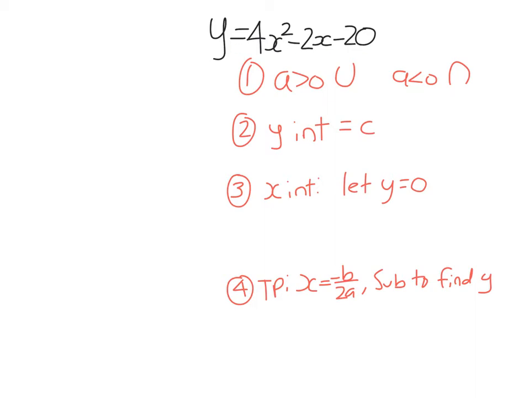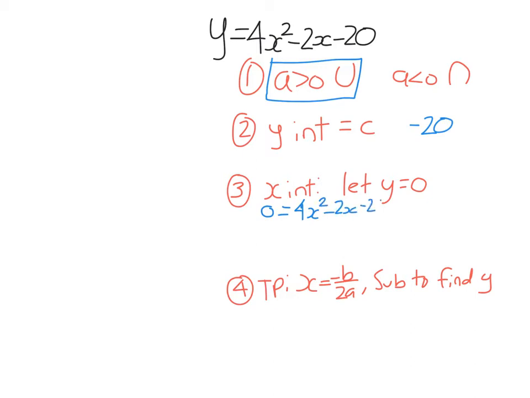So let's do that for our parabola. Here, a, the number in front of x squared, is 4. That's clearly positive, so for this parabola, it will be a smiley face. Secondly, as I mentioned on the previous slides, the y-intercept here is minus 20, this value here. Thirdly, let's find the x-intercept. We take our equation and change y to 0. So we are now solving this equation.